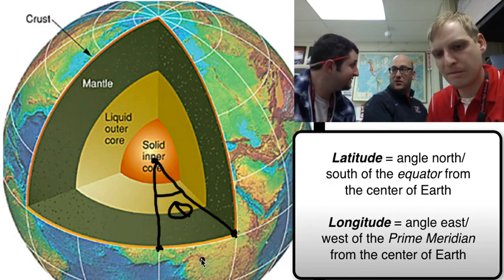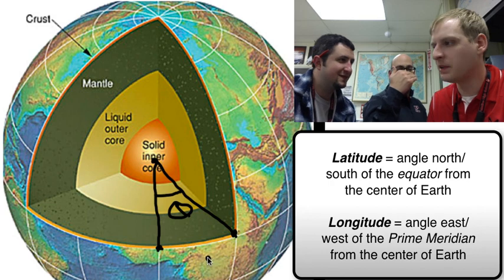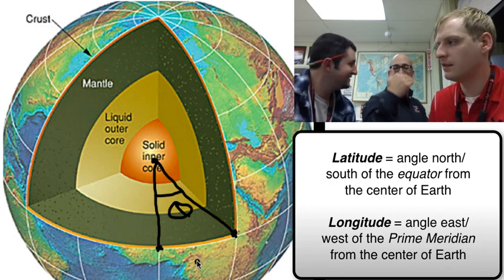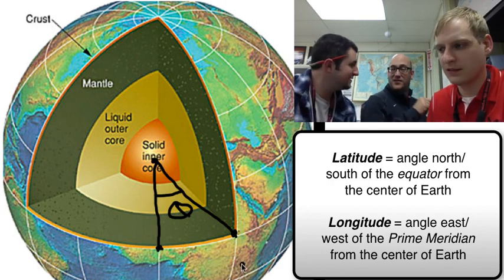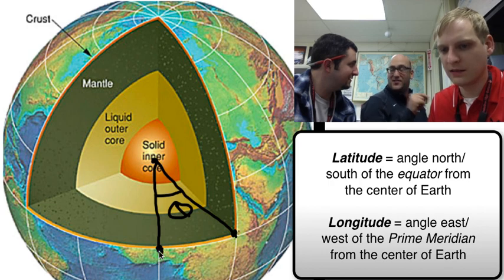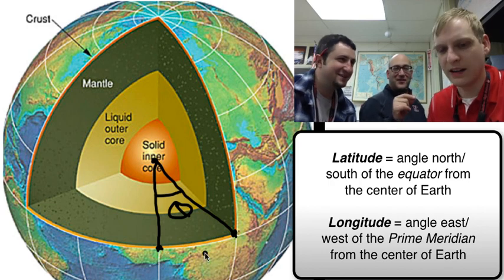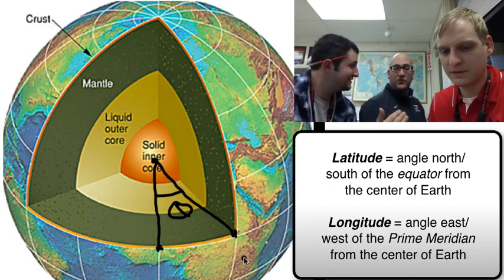So here's the big difference. Latitude measures up and down from the equator, and longitude goes side to side. Isn't that what it does? Exactly. But this is confusing to me.